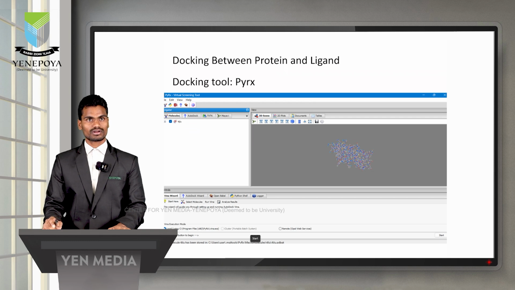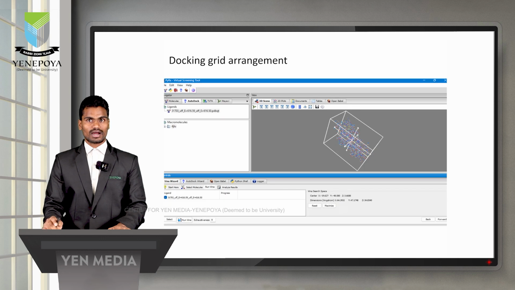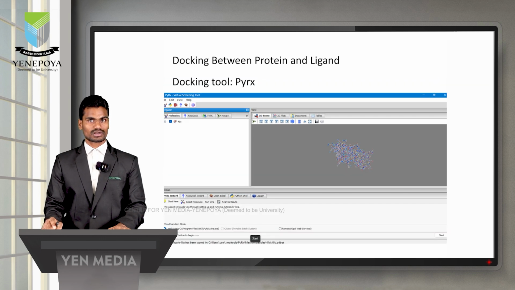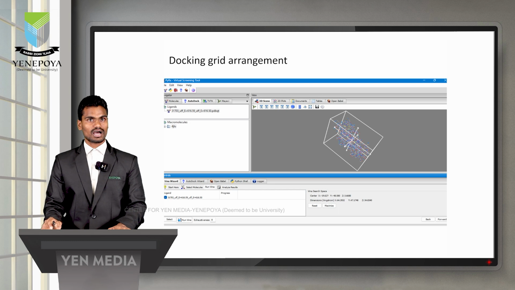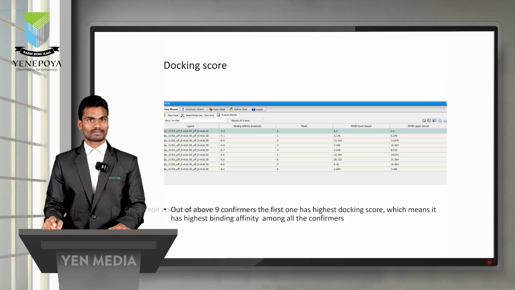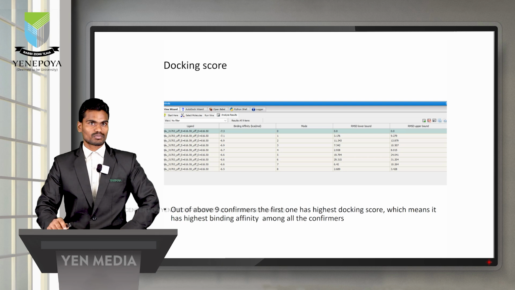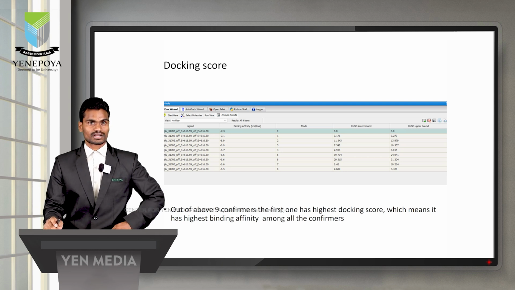free docking software, where I uploaded the prepared protein into this one, and this is the grid arrangement. Before the grid arrangement, I incorporated both ligand and protein into this grid. After that, we will move on to docking. So this is the docking score. Even though I have included only one target molecule, it has given 9 conformers.